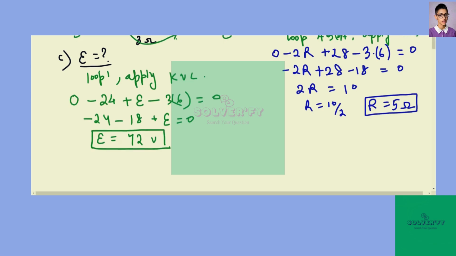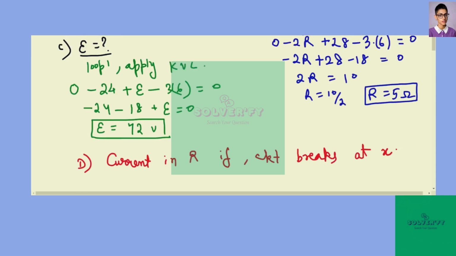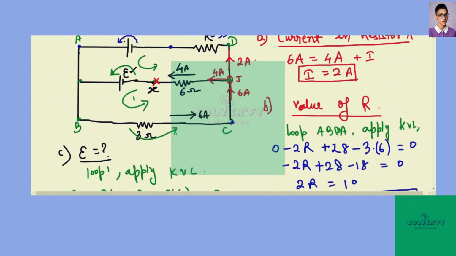And the last part, here we need to figure out the value of current in R if the given circuit is broken at point X. So if the circuit breaks at this point X, then we need to redraw the circuit. So there will be no use of this part. Let's say this part is MN. There will be no use because the circuit is broken. There will be no flow of current. So we will have just these outer components.